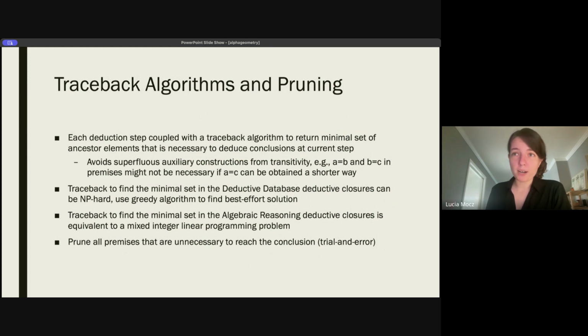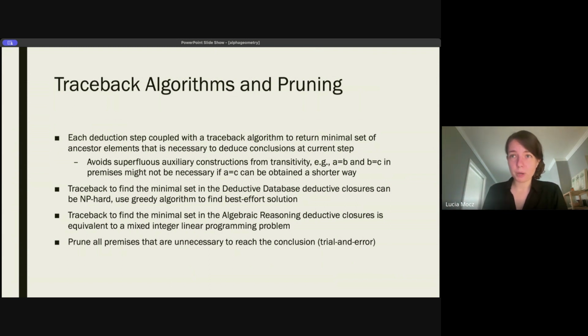The full solution for these types of dependencies turns out to be an NP-hard problem. So there are some greedy solutions for this. While for the algebraic reasoning module, being able to find the minimal set in the deductive closures reduces to a linear programming problem. Let me address any details about these in the questions, since they are quite complex. But the point to really take away is that this is a very complex part of the procedure.